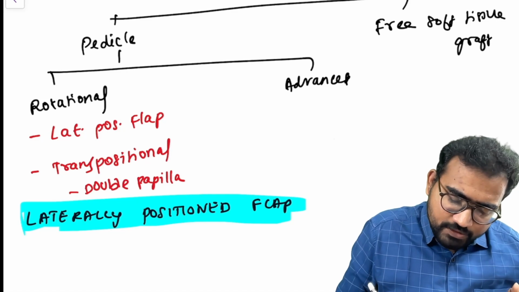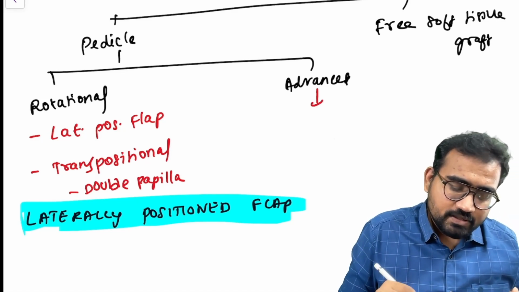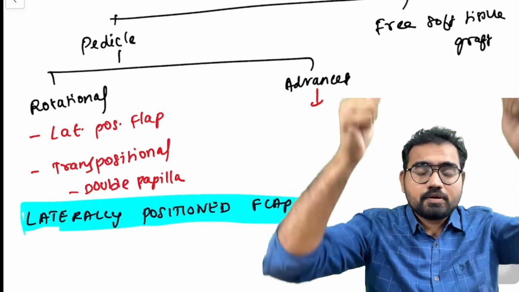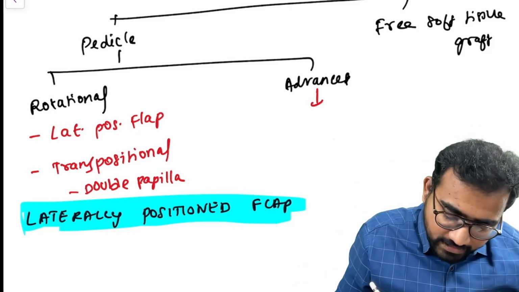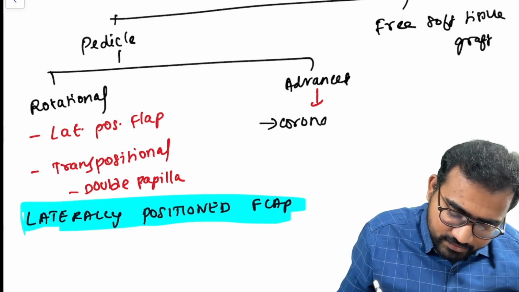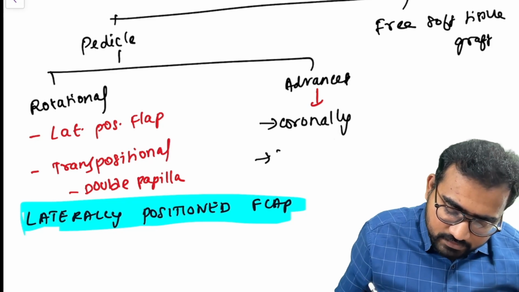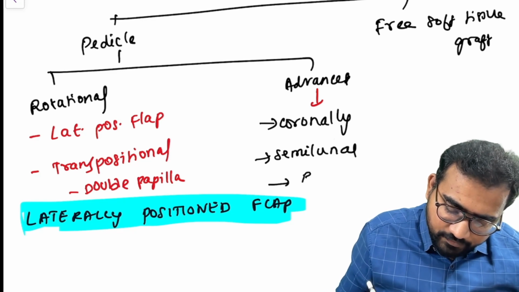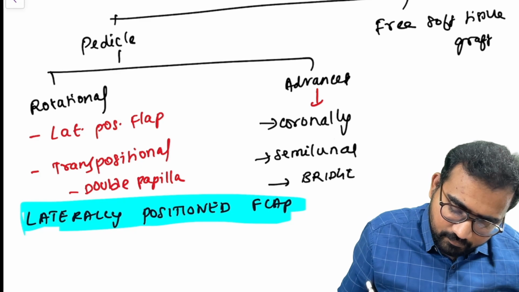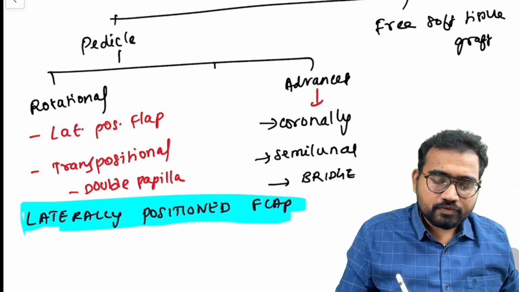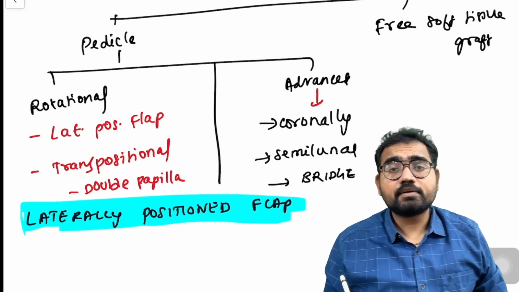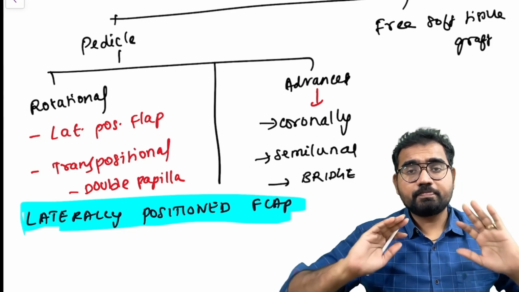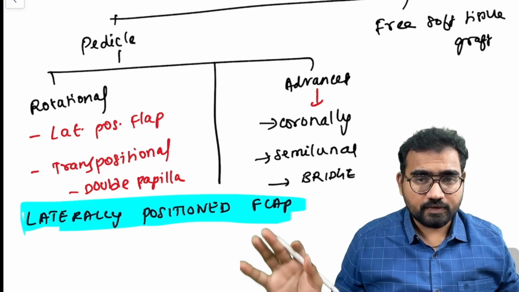Okay. Next one is advanced. In this, I am advancing it. Okay, I am bringing it upward. Okay, so advanced flaps. Name indicates coronally advanced flap, semilunar coronally advanced flap, bridge flap. Okay, so these are all the pedicle graft which we are going to discuss. Okay, so pedicle graft, it has rotational, advanced.